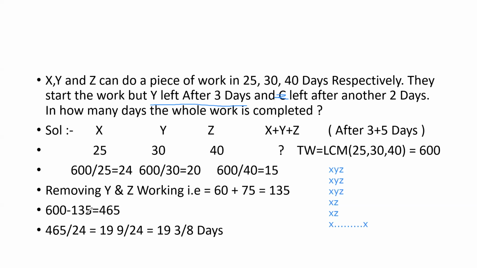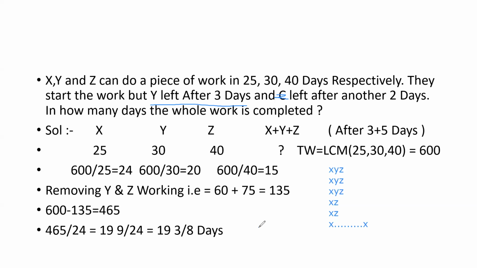The total work is 600. Then 600 minus 135 equals 465. These 465 units of work can be done by the X person only. The X person can do 24 units of work in 1 day. Therefore, 465 by 24, that equals 155 by 8, with cancellation by 3. Therefore, 155 by 8 days is the time in which the total work is completed.